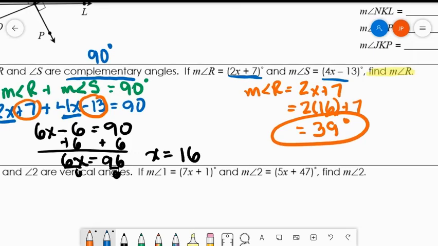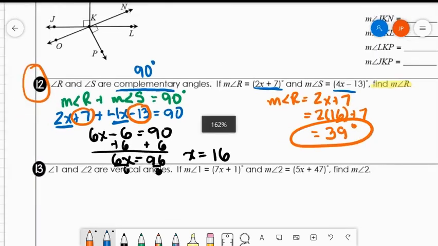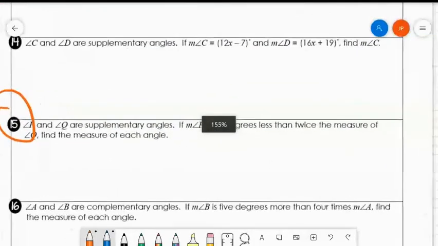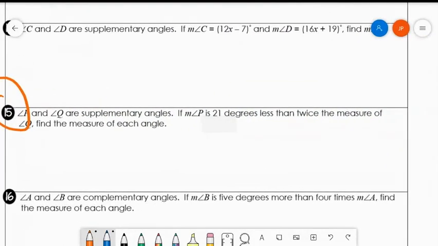So like I said, without so much going on in the picture, those really aren't too bad. Let's pop down and we'll do one more, because I know you guys hate these ones. Because you kind of have to define some stuff for yourself. So let's look at number 15, and then you're going to try some on your own. So I've got angle P and angle Q are supplementary, 180 degrees angles. If angle P is 21 degrees less than twice the measure of Q, find the measure of each angle.